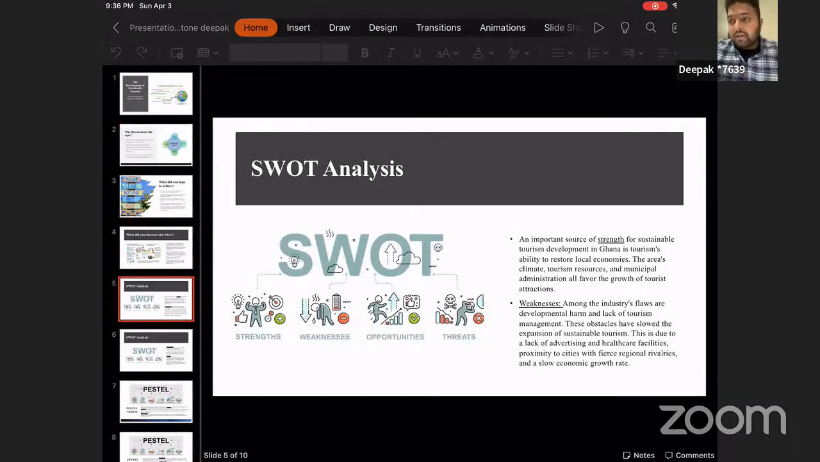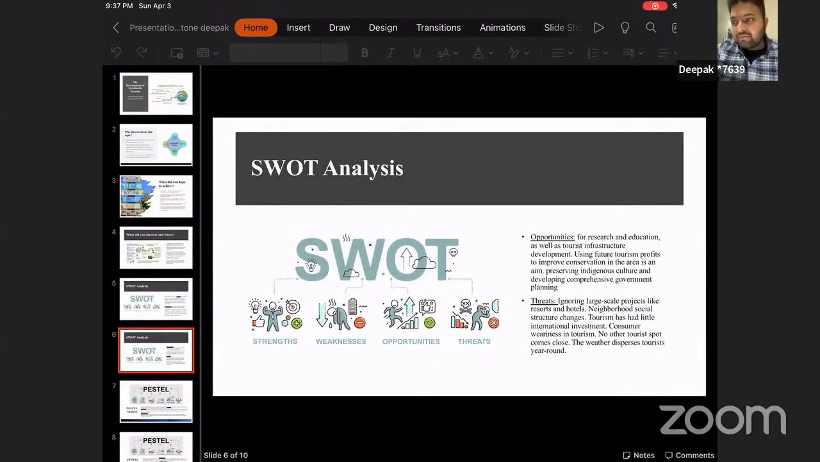SWOT analysis for the topic. An important source of strength for sustainable tourism development in Ghana is tourism's ability to restore local economies. The area's climate, tourism resources, and municipal administrations all favor the growth of tourist attractions. As for the weaknesses, among the industry's flaws are developmental harm and lack of tourism management. These obstacles have slowed the expansion of sustainable tourism. This is due to the lack of advertisement and healthcare facilities, proximity to the cities with fierce regional rivalries, and slow economic growth rate.